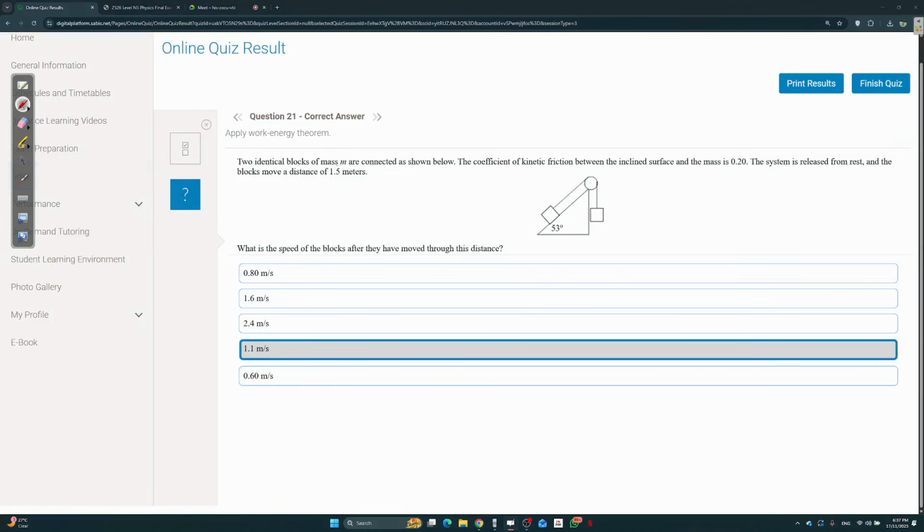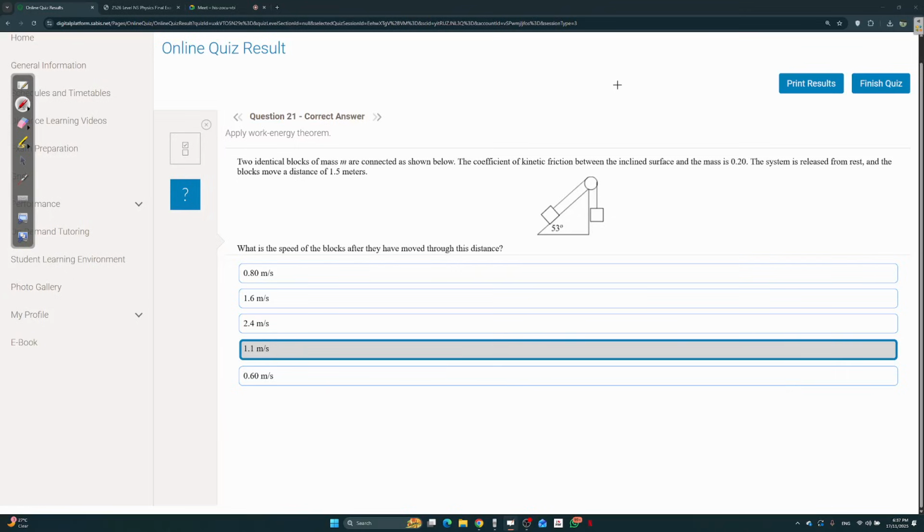Two identical blocks of mass m are connected as shown below. The coefficient of kinetic friction between the inclined surface and the mass is 0.2. The system is released from rest and the block moves a distance of 1.5 meters. What's the speed of the blocks after they have moved this distance? So this is a typical chapter 3 question. I don't know how other people solved it, but I'm just going to do ME1 equals ME2. It's very easy. So what's happening here?